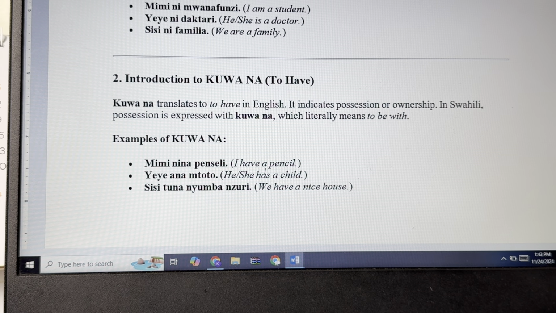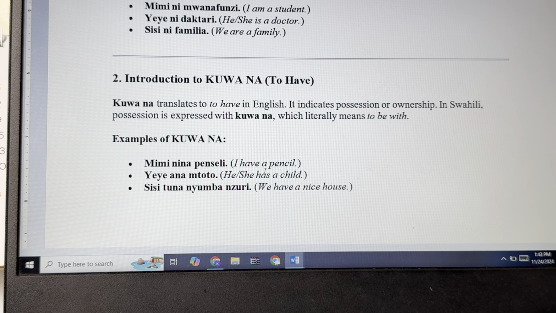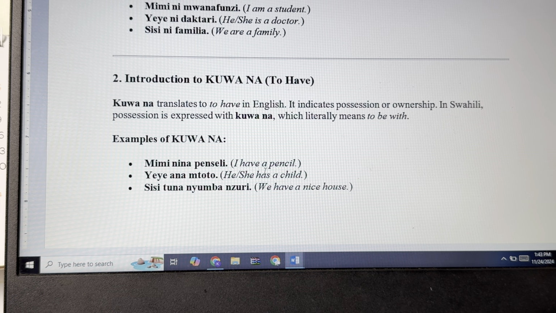You also might be wondering why there is no kuwa na in these sentences. But in real sense, there is kuwa na, and in the present tense, it is represented by nina if it's mimi, ana if it's yeye, and tuna if it's we. But if it's wewe, I'll simply say wewe una. Wewe una penseli, you have a pencil.